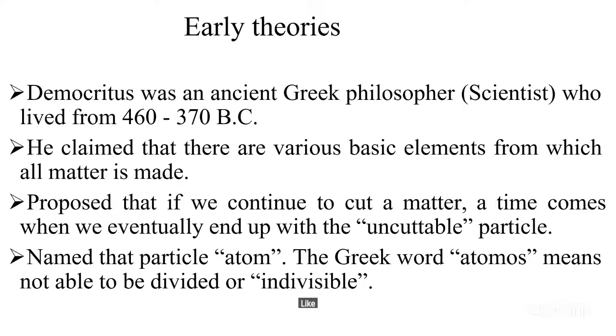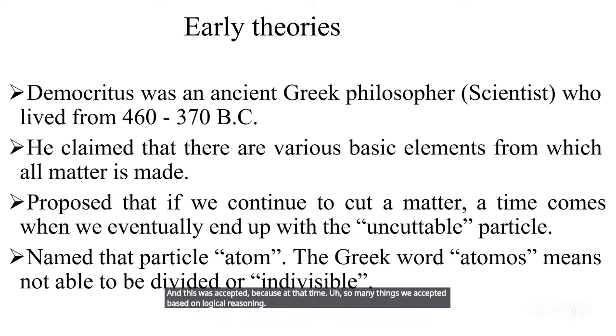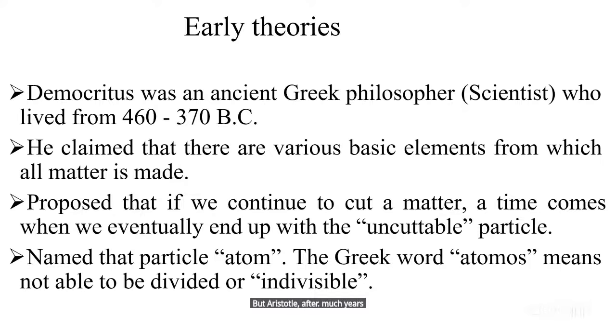Like I said, remember that this scientist, Democritus, worked on a guess. There was no experiment to back up what he said. He just assumed, okay, this thing is uncuttable, I can always cut it into smaller pieces till infinity. And this was accepted because at that time, so many things were accepted based on logical reasoning. But Aristotle, after over 2,000 years, came and disagreed with this man. He called it a ridiculous idea. He said this is quack. He said this is just a guess.